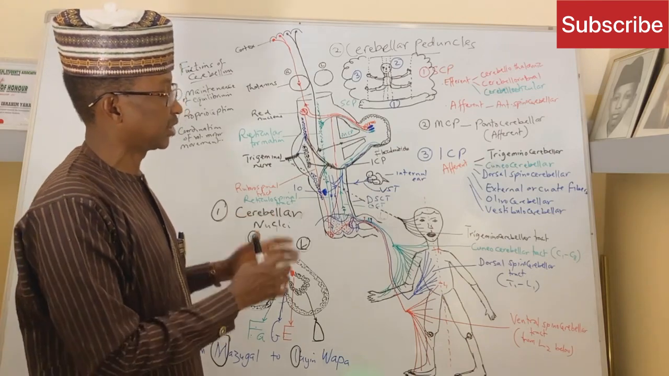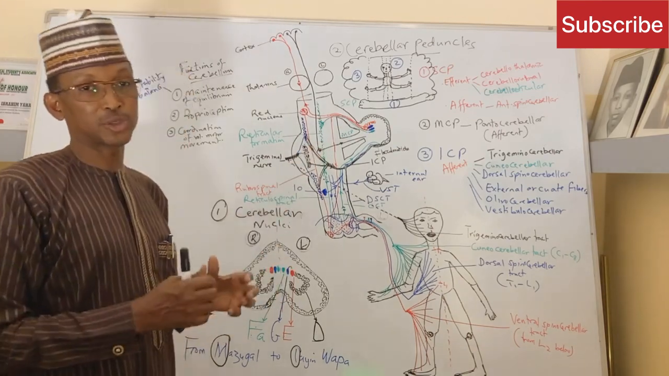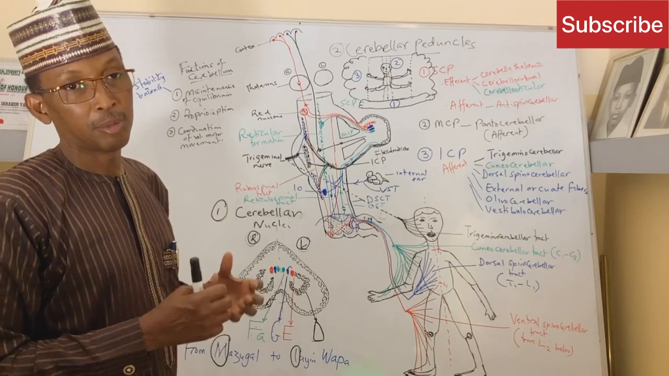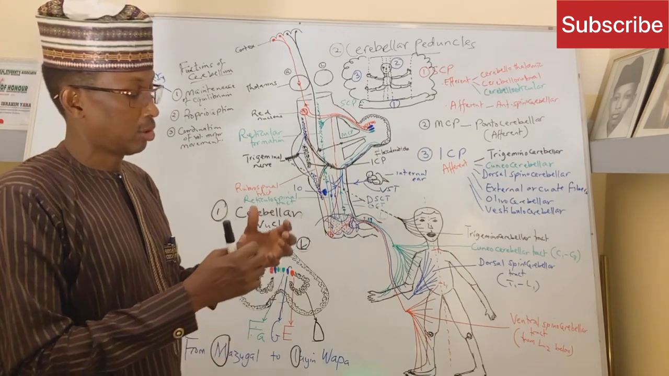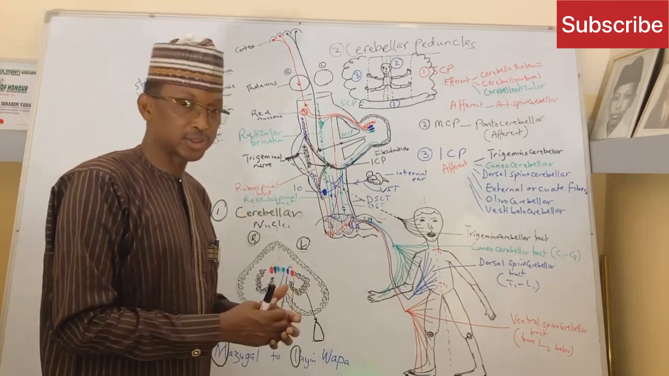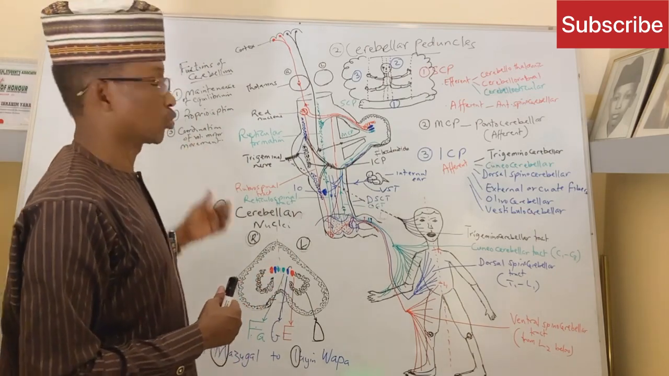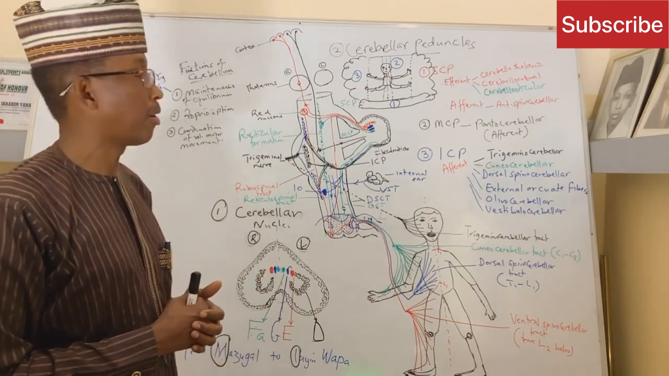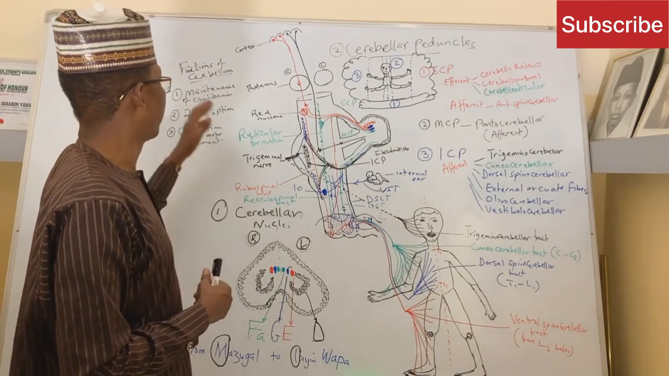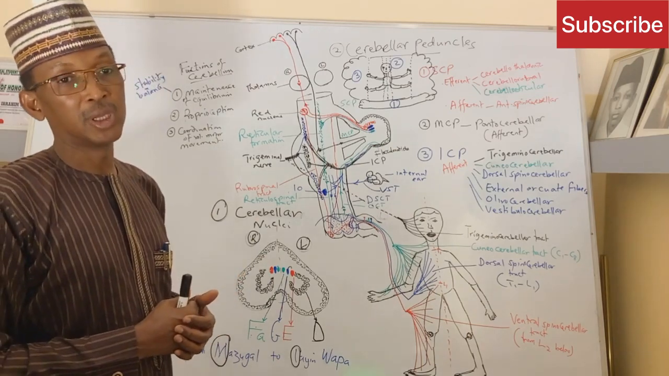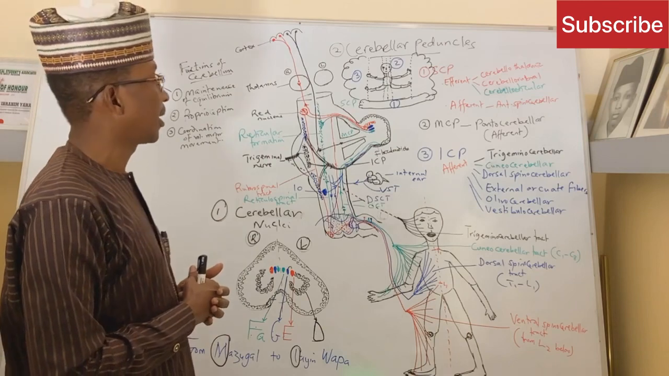So, to summarize, the cerebellum is responsible for receiving both conscious and unconscious proprioceptive information, and also responsible for coordination of our voluntary motor movement, and finally it is responsible for the maintenance of our equilibrium.